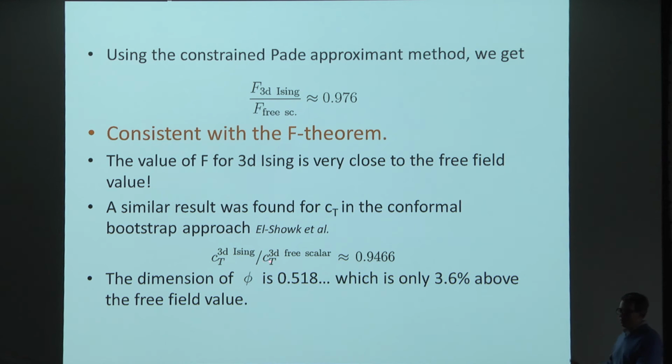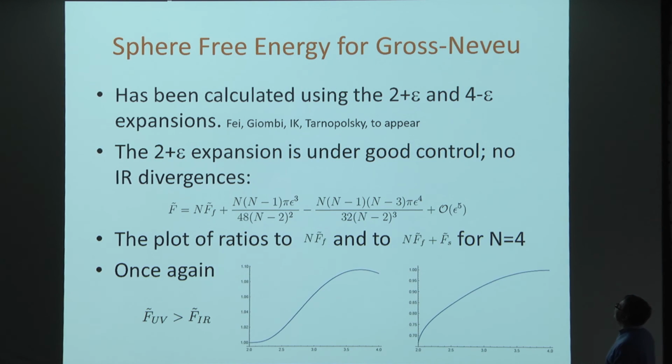This is known since the times of Wilson and Fisher. So it's not that surprising, but still the sphere seems even closer to the free field. And as I told you, this is also the entanglement entropy of the disk in this model. Now, same game for Gross-Neveu.